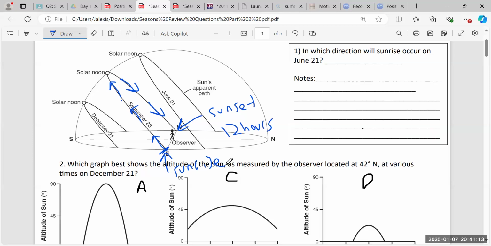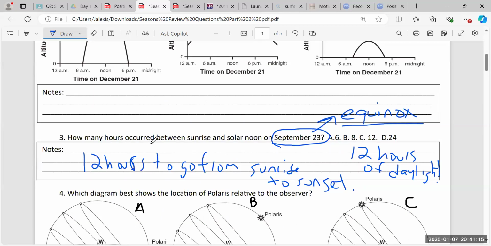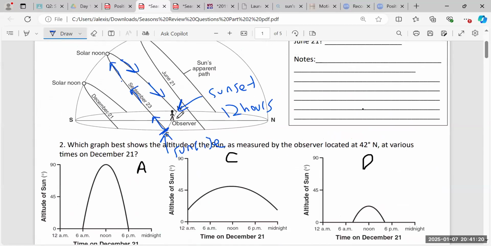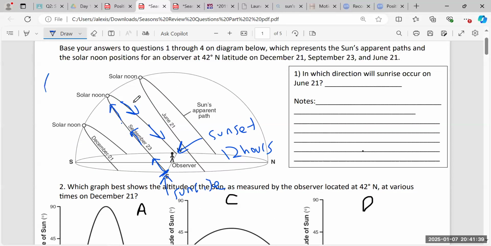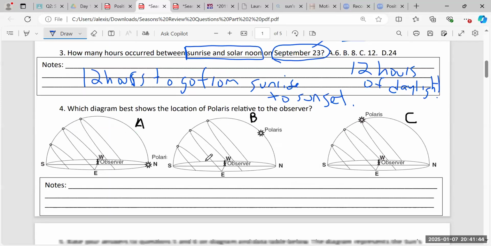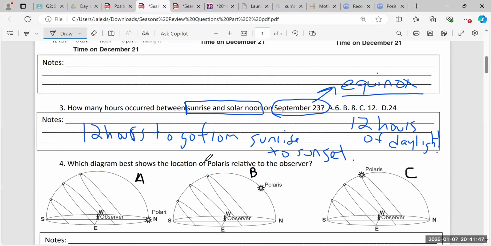The question only asked how many hours occurred between sunrise and solar noon. So if it took 12 hours to complete the cycle, then that means it only took 6 hours to go from sunrise to solar noon, right? If a full cycle takes 12 hours, half that cycle to go from sunrise to solar noon is only going to take 6 hours. And that's why the correct answer is going to be choice A, 6 hours.